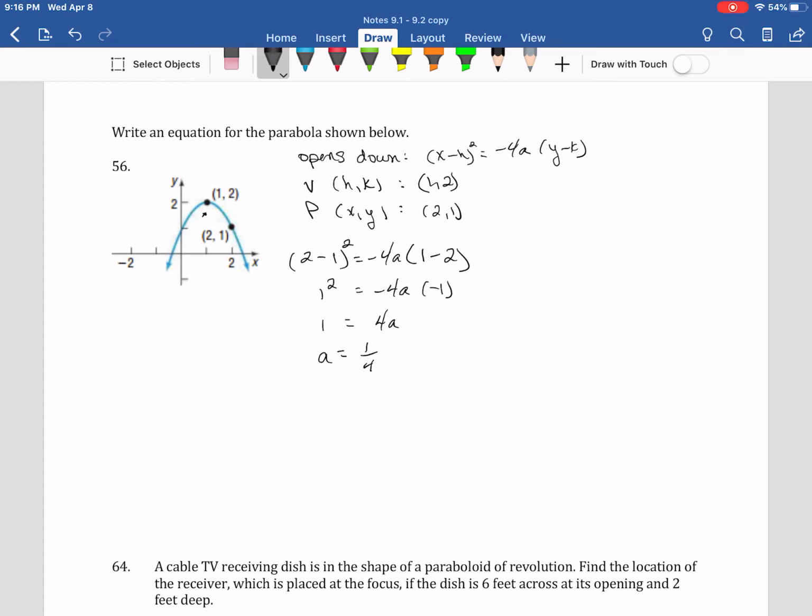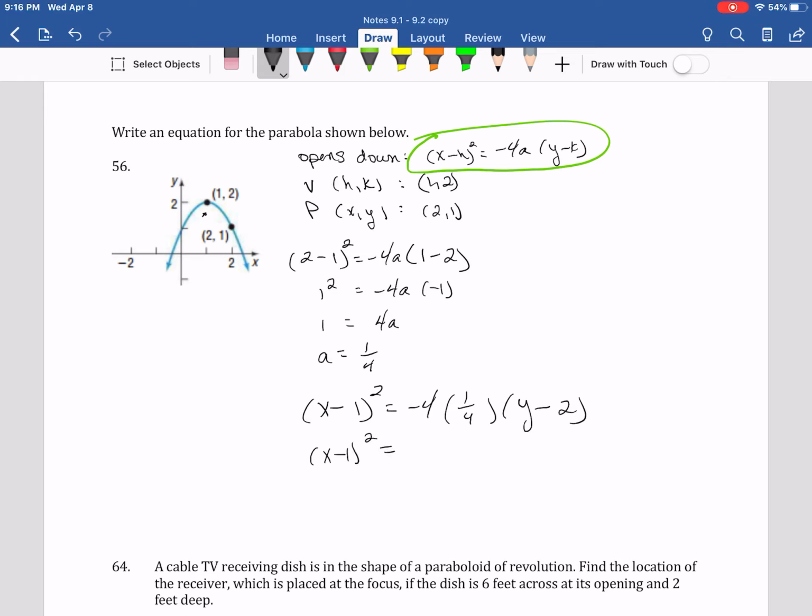The equation now, go back up to your general equation and substitute the appropriate values for h, k, and a. Okay, so it's going to be (x minus, and we said h was 1) squared, equals negative 4, we said a was 1/4, (y minus, and k was 2), and I can do one more simplification. I'm going to get negative 1 times (y minus 2). And that's your equation of that parabola that you see in the picture.